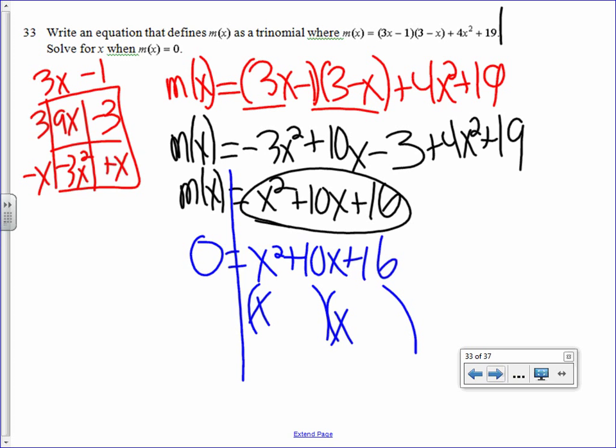This is a trinomial. First sign comes down. Positive times positive is positive. What multiplies to 16? 1 and 16, 2 and 8, 4 and 4. Which pair adds to 10? 2 and 8. Bigger number goes first.